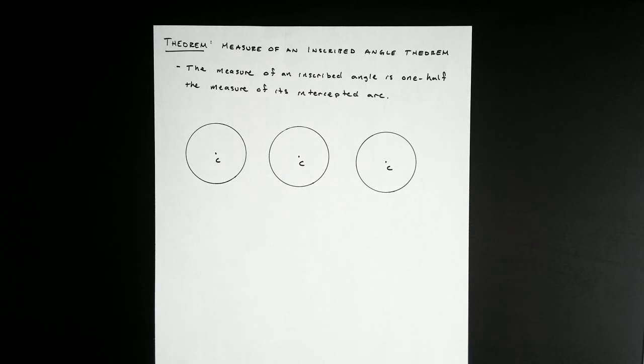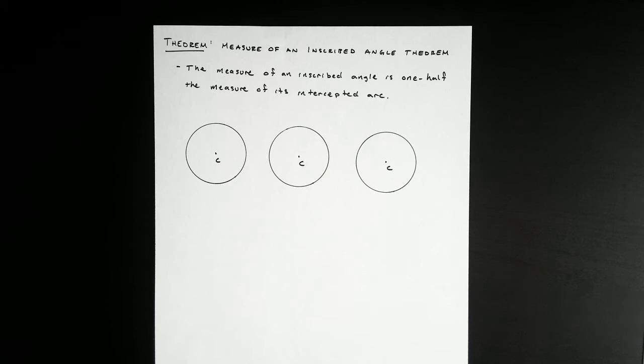Hello everyone. I would like to talk through a proof of the theorem for the measure of an inscribed angle. This theorem states that for an inscribed angle, which is an angle that has a vertex on the circle, the measure of the inscribed angle is 1/2 the measure of its intercepted arc.